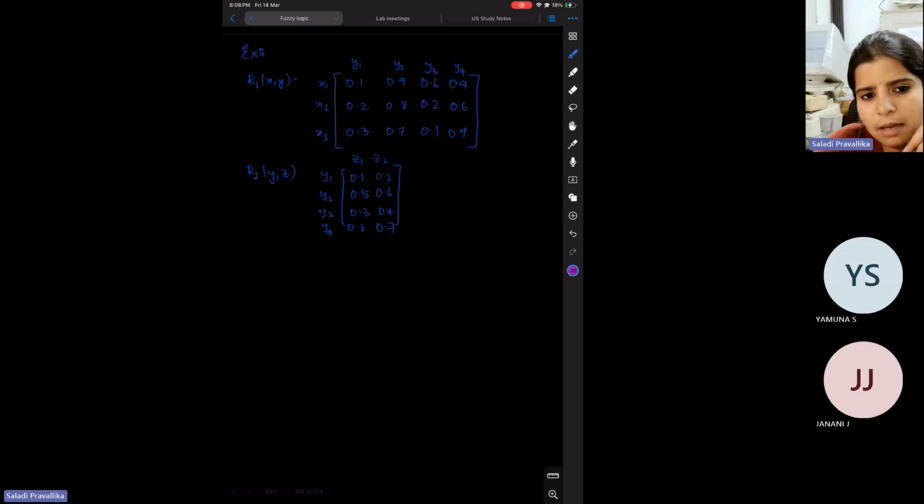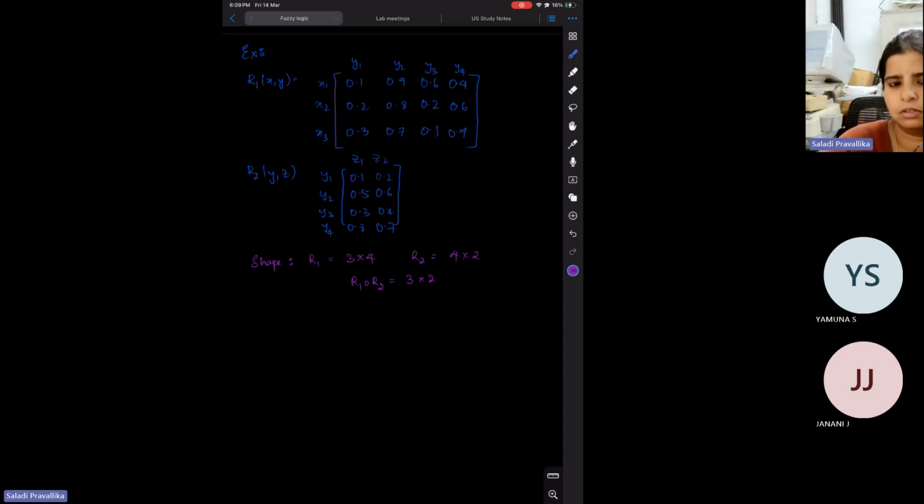Okay, now here in this example, I have two relation matrix R1, R2, and R1 has three generic variables X1, X2, X3, and Y1, Y2, Y3, Y4. So four variables we have in Y. And in R2, again, we have four values of Y and two values of Z. Okay. So first, let us write the shape of it. R1 is in the shape of 3 cross 4. R2 is in the shape of 4 cross 2. So the resultant R1 o R2, the composition of R1 and R2 is going to be 3 cross 2. Right? Okay. Till here, it is clear for us.